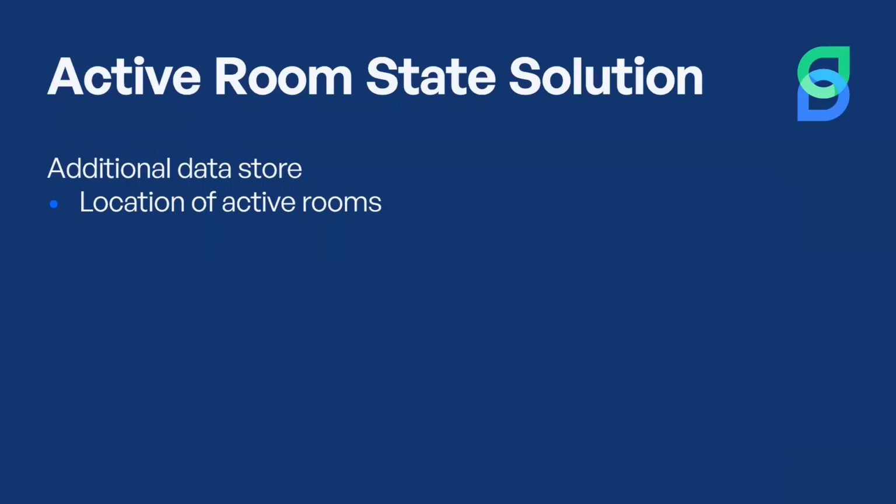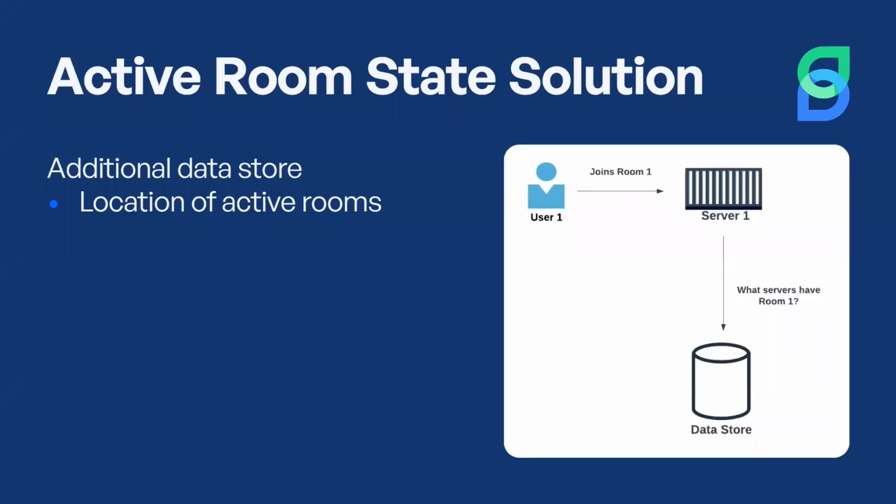If a room is active, the state must be in memory on one of the WebSocket servers. Our solution leveraged this simple fact by using a separate data store to hold the location of every server that has a room state. When a user joins a room, the server checks if the state is in memory. If the state is not in memory, the server has no immediate way of knowing whether the room is active. To determine if a room is active, the server queries the data store for a list of servers that have the room state.